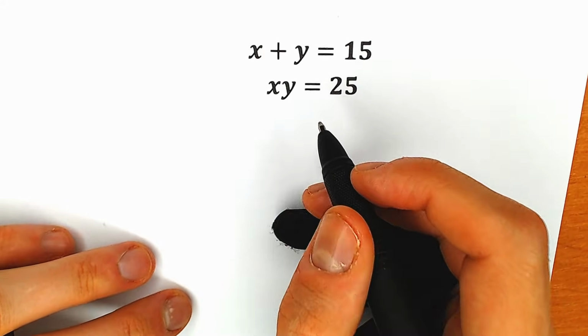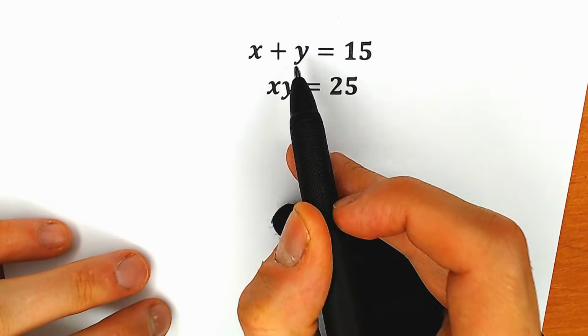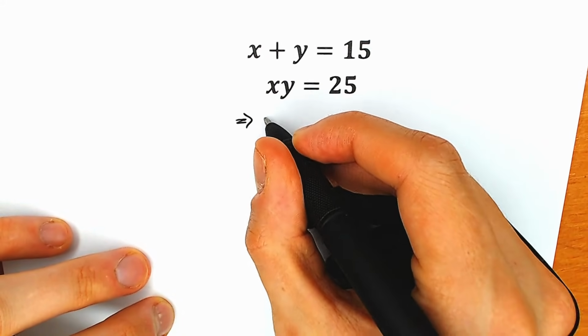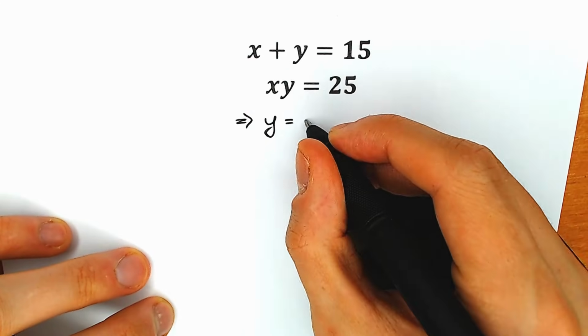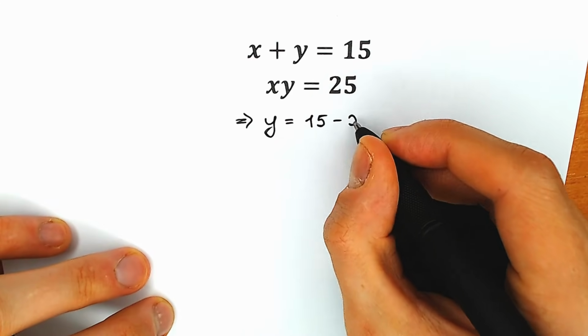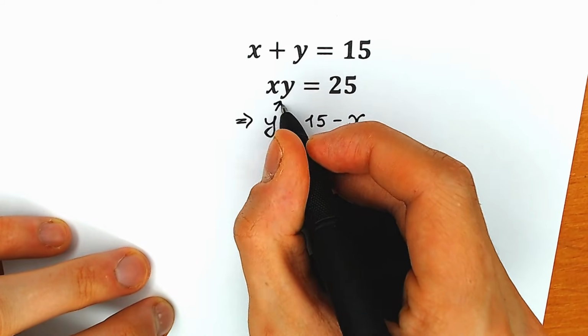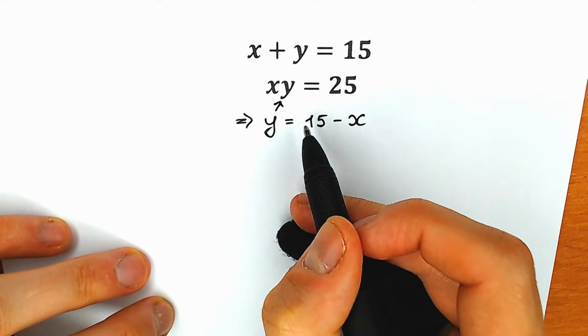Okay, so this is a very basic algebra question, that's why we're going to express y from the first equation. This is our first step: from the first equation, y equals 15 minus x. And now let's plug this expression into the second equation. We have absolutely the same y in the second equation, but we're not going to plug in y. We're going to plug in 15 minus x.